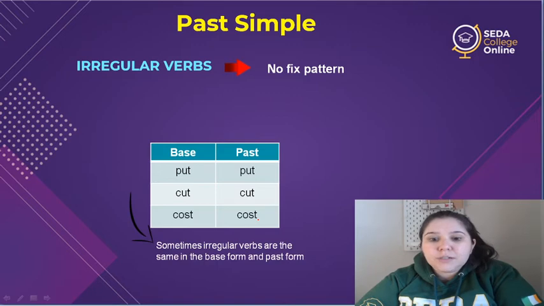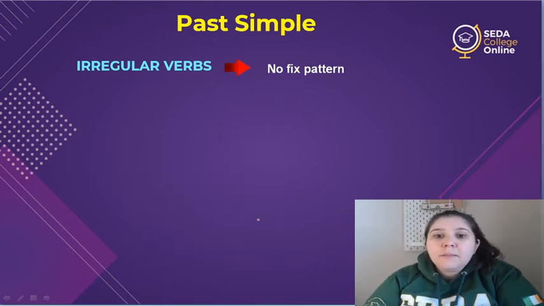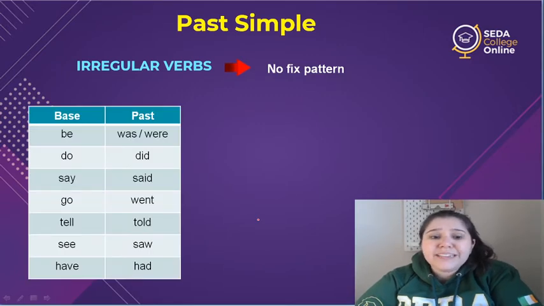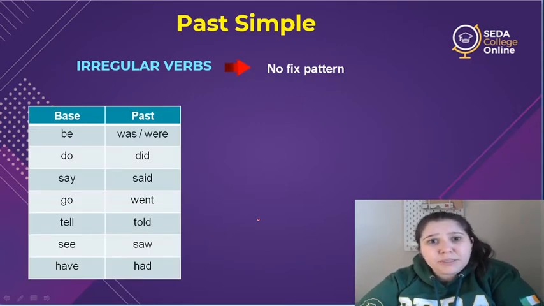Sometimes irregular verbs are the same in the base form and past form. Sometimes. So here it doesn't change. We can use it in the present or in the past. They have the same form. Okay? These are some examples. But it's not always like this. Most of the time, they are completely different or a little bit different.